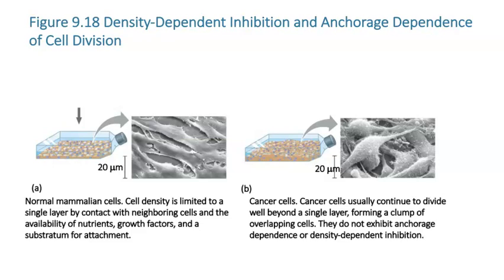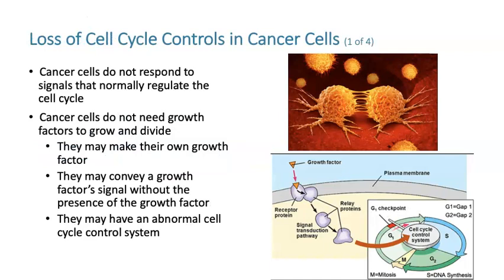Cancer cells don't care. They will continue to divide beyond a single layer. You can see how this depth of field here, this is flat, has a much deeper field because they are overlapping on each other. They're not exhibiting anchorage dependence. You can see this one's kind of floating here. And they don't have density-dependent inhibition. So that's a bad thing, because that means that cancer cells are not being regulated in the same way that other cells are being regulated.